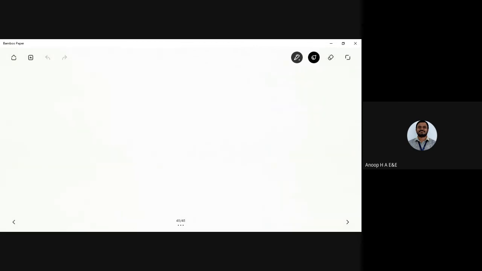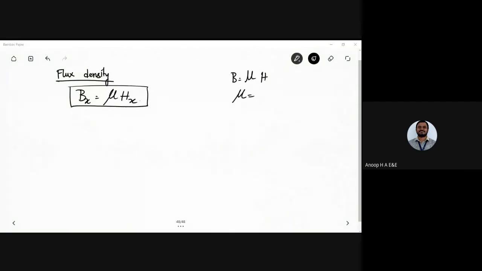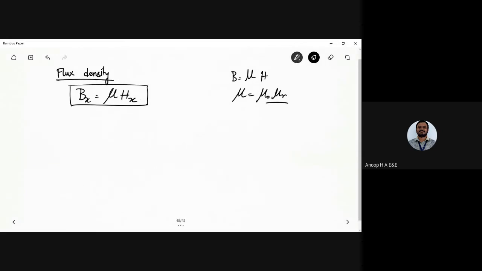So next, we are going to find out the flux density. Flux density, that would be Bx, equal to mu into Hx. All right, a well known equation to everyone. So B would be equal to mu into H. Okay, so what is mu? Can anyone tell me what is mu? Is it permittivity or permeability? Anyone? Mu would be equal to mu naught into mu r. Okay, it is permeability.